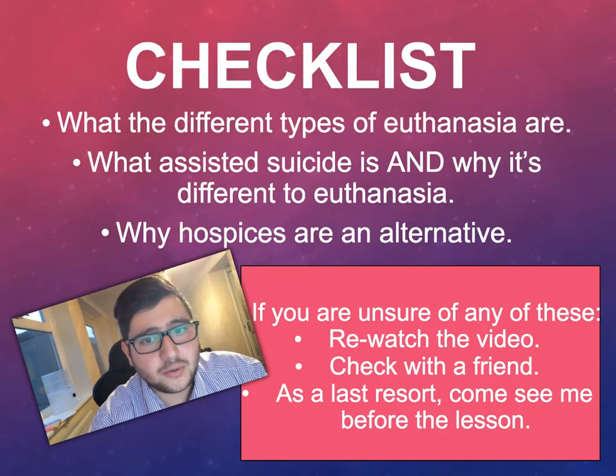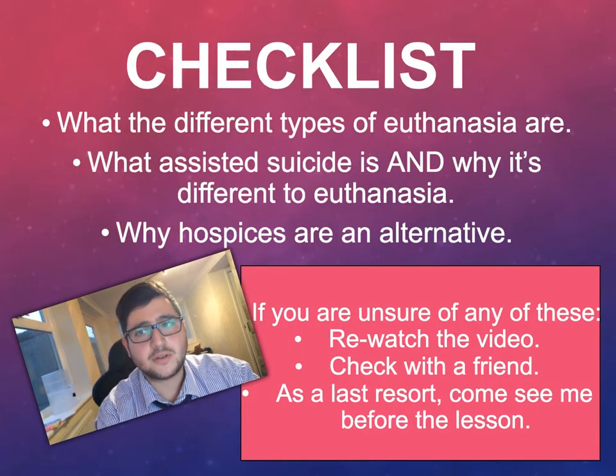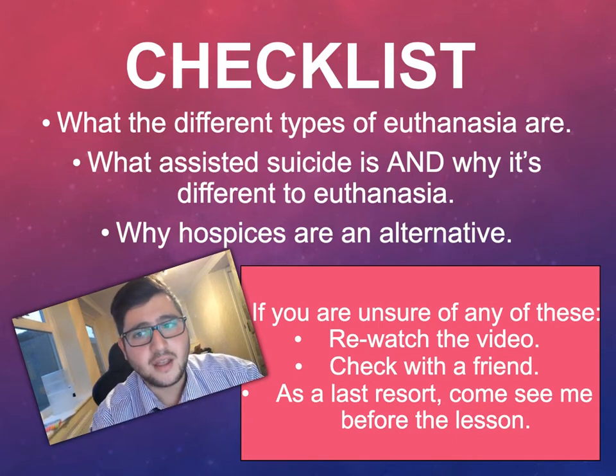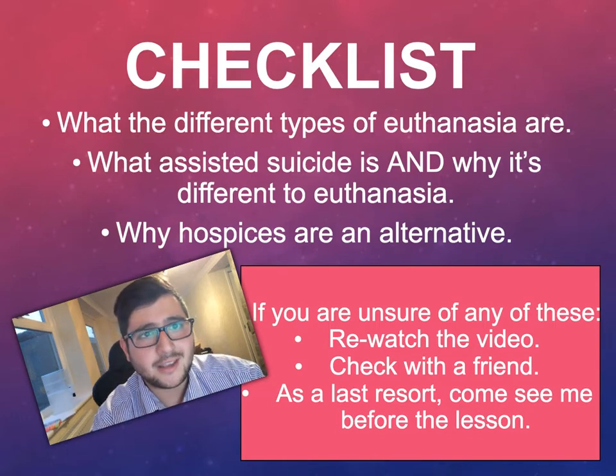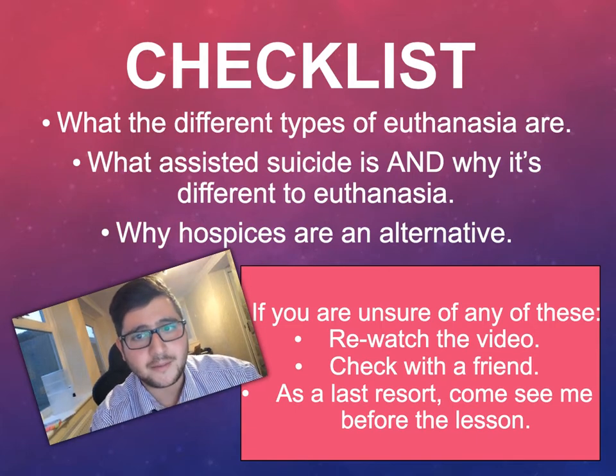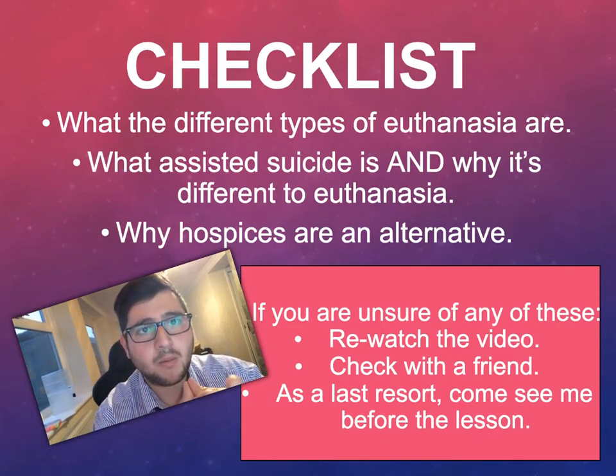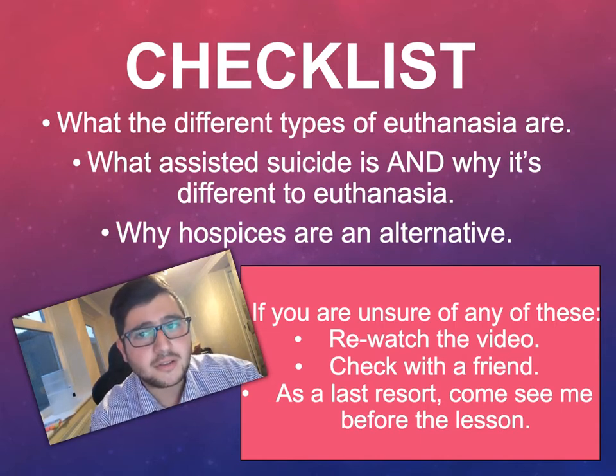Now, finally, your checklist. What I need you to do is make sure that you know the different types of euthanasia: active, passive, voluntary, non-voluntary. You also need to know what assisted suicide is and why it's different to euthanasia. So feel free to go back and listen to what I've said. And also come well aware of the fact that there is an alternative in the hospice movement. So regardless of whether you agree or disagree with euthanasia, there is an active alternative there for people.